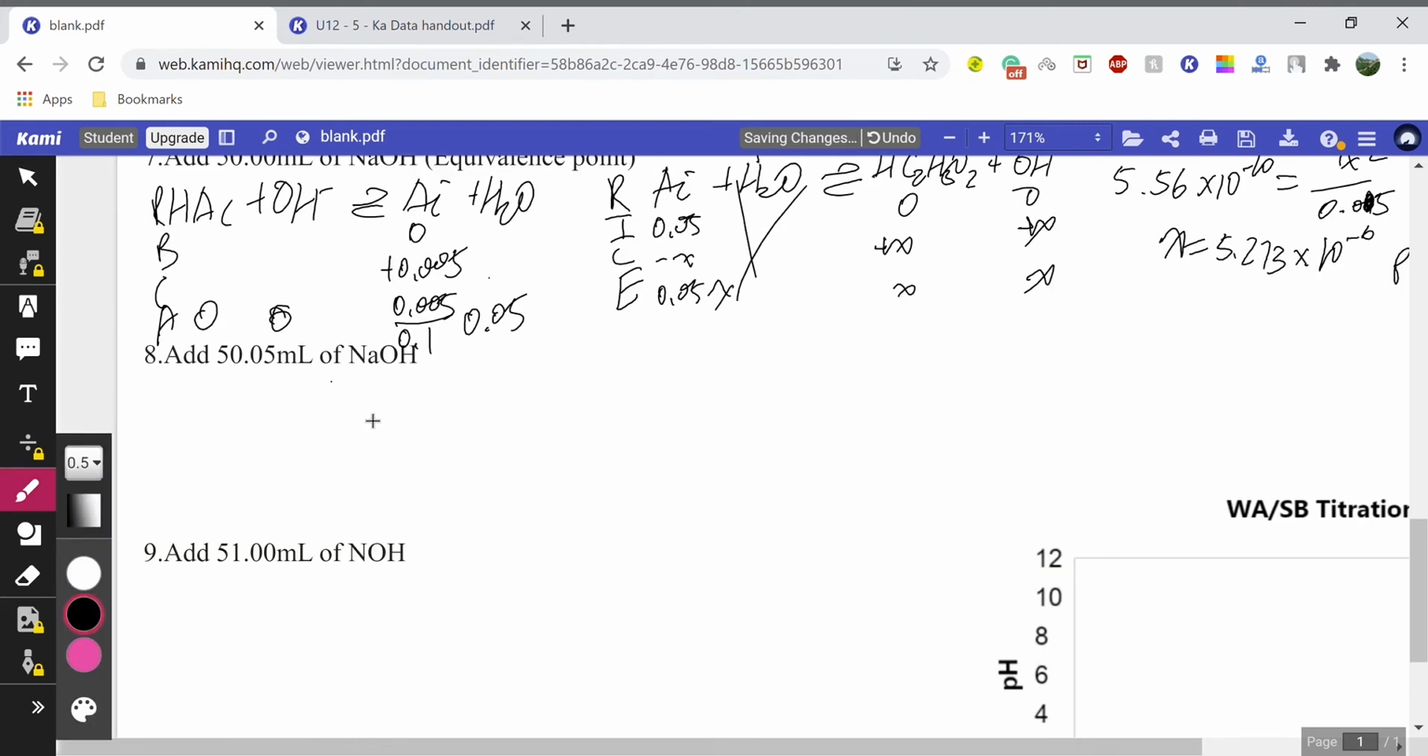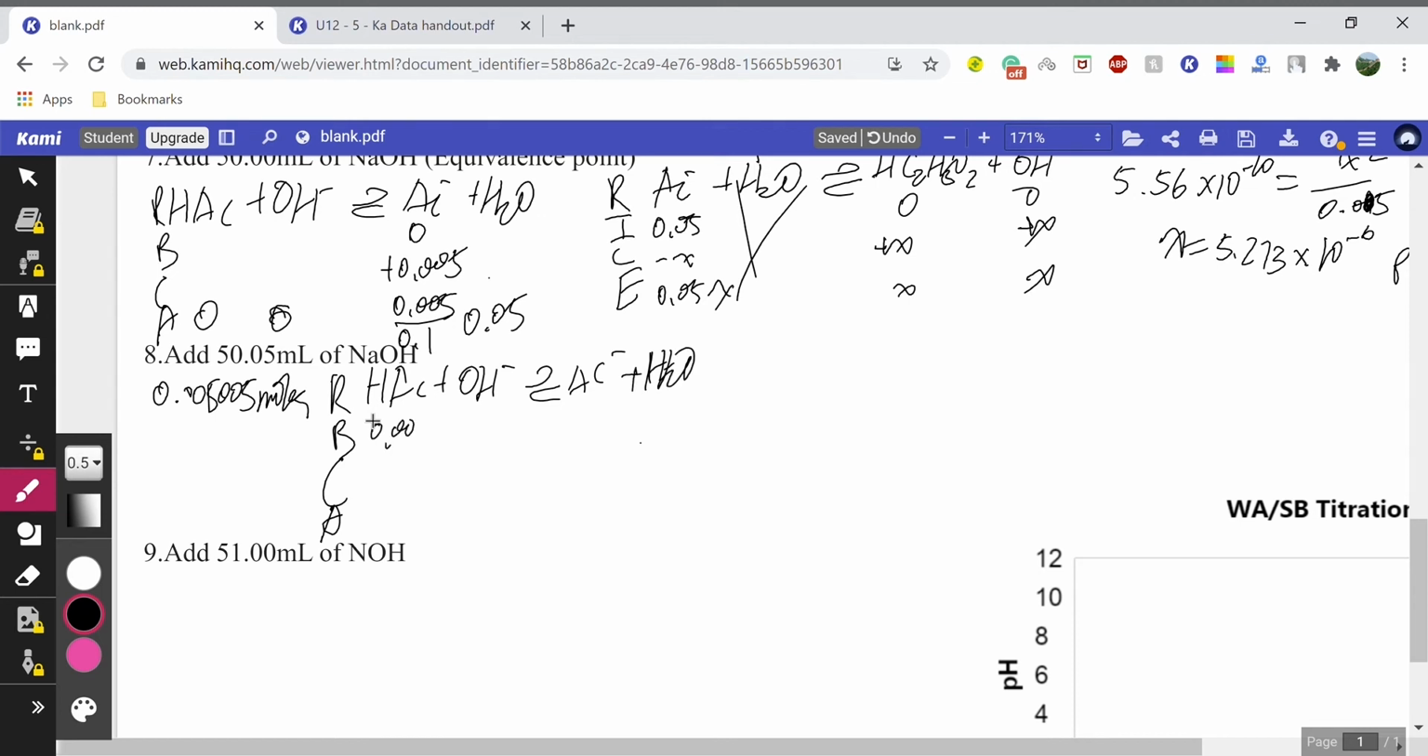Okay, so now this one we have 50.05. So 50.05 divided by 1000 times 0.1 is going to give you 0.005005, and this is going to be moles. So RICE, and then we have HAC plus OH minus again, forming AC minus plus H2O.